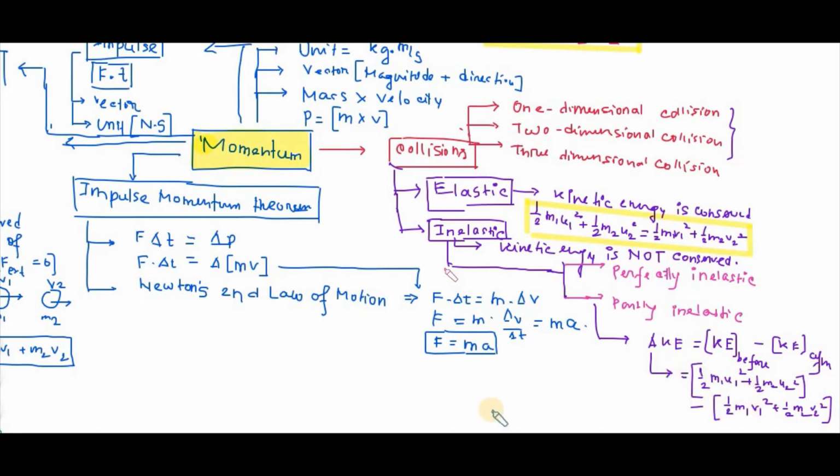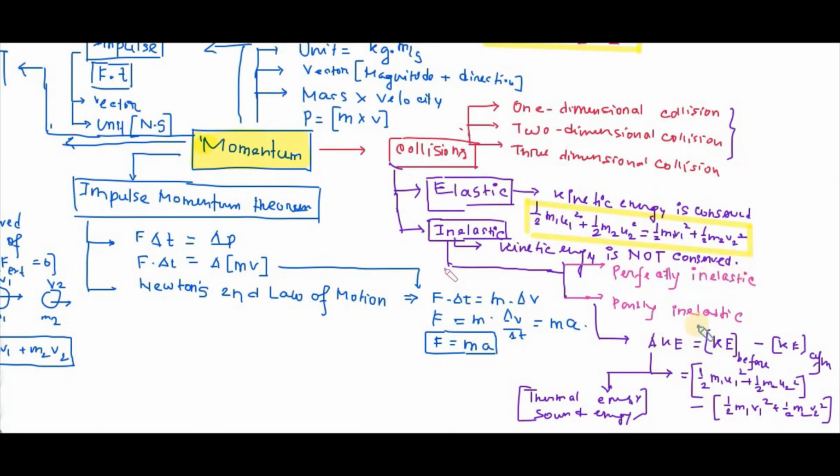So the change in kinetic energy, which is the loss, can be represented in terms of thermal energy and sound energy. This loss is considered in terms of thermal energy and sound energy, which means that during the collision some amount of heat energy is produced, and that is considered as the loss in kinetic energy.